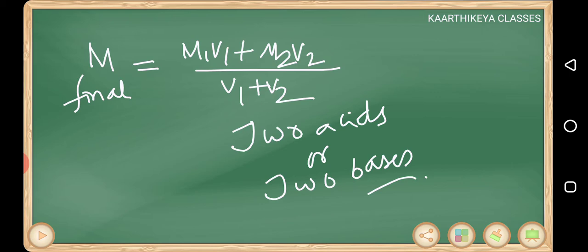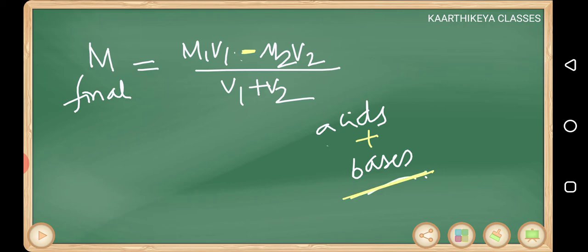If in this case, you just see what I am doing. M1V1 minus M2V2, acid plus base. If one acid and one base is added, then the formula is M1V1 minus M2V2 by V1 plus V2. It is the same, beta, the total volume is the same. If both are acids or both are bases, this must be a plus term. If one is acid and another is base, that should be a minus term.